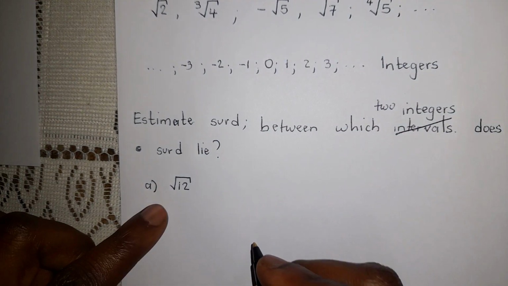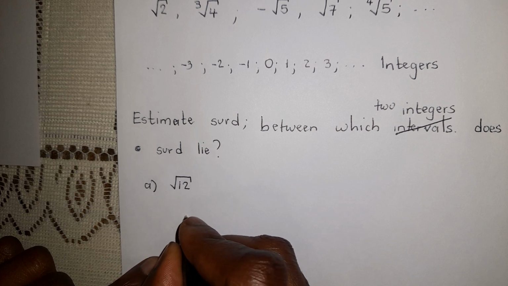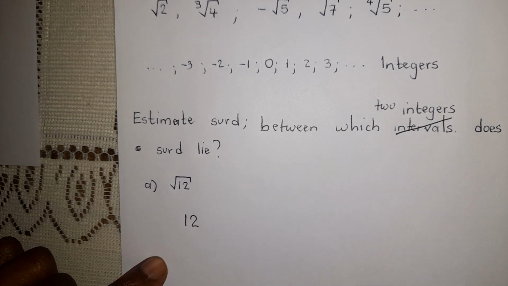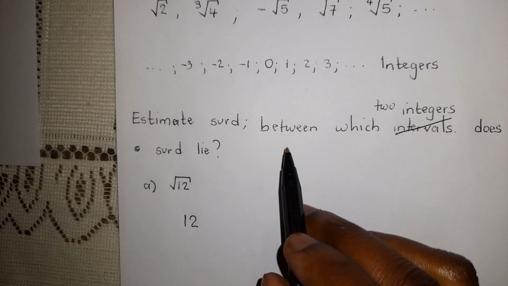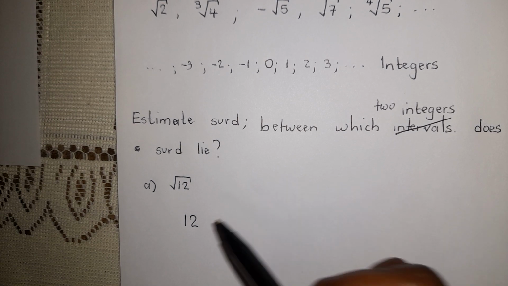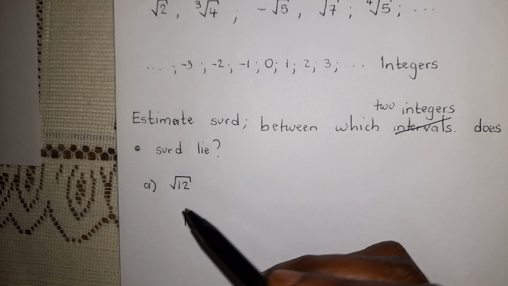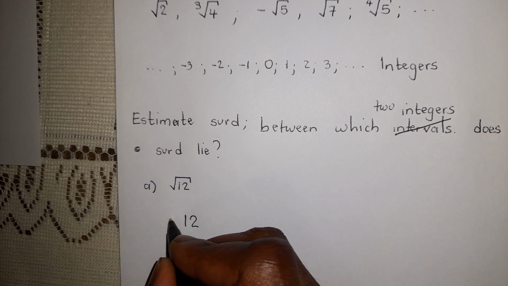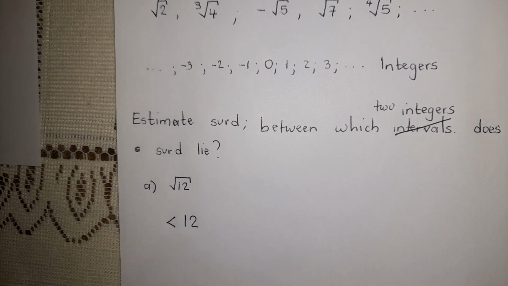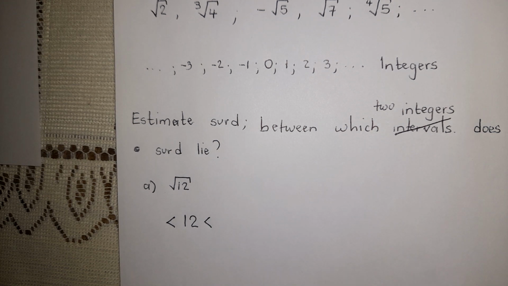So what do I mean by that? If we are going to look at the surd without a root, we take the square root of 12 and look at it without the root. So we'll have 12 right here. Because the question says between which two integers, we know that one of the integers is going to be smaller than this 12, and one is going to be greater than 12. The smaller one we'll write on the left-hand side of this inequality, and the one that is greater than 12, we'll write on the right.